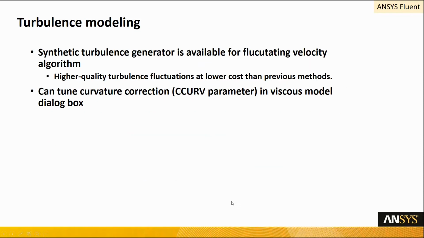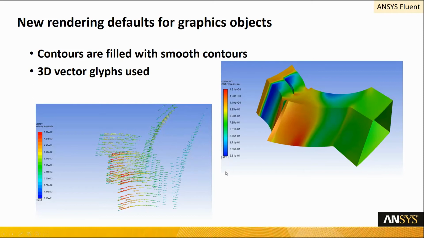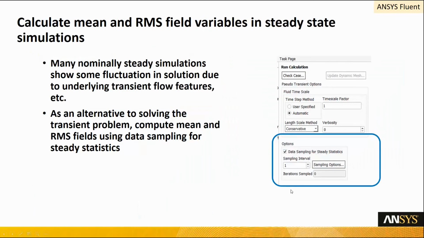So, moving on to turbulence, when you want to link, say, a RANS scheme to a large eddy region, you need to generate synthetic turbulence. That's now being done much better at a lower cost, and you're now able to address the parameter in the curvature correction. So if you're applying curvature correction to capture swirl, you can now access the C-curve parameter. There's improvements to the graphics, a new vector arrow, smoother contours.